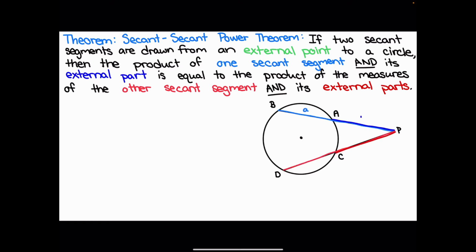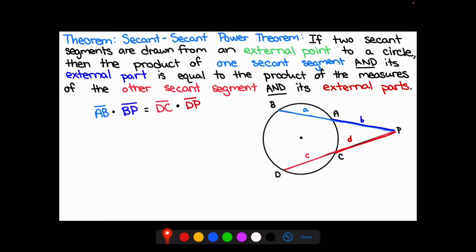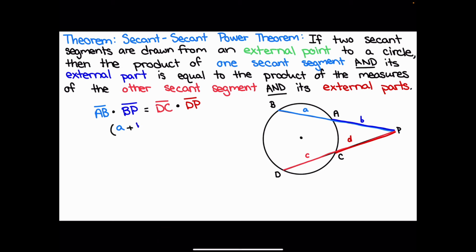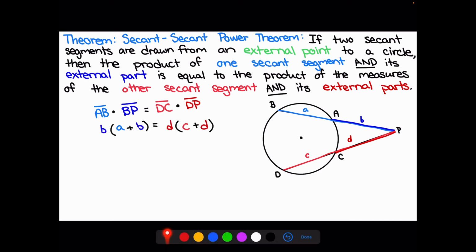So again, if I give it variables, I have A, B, C, and D. Again, secant means that we do outside times the whole thing. So I'd have B times A plus B is equal to D times C plus D. And here's the equation right here. Again, B times A plus B is equal to D times C plus D.